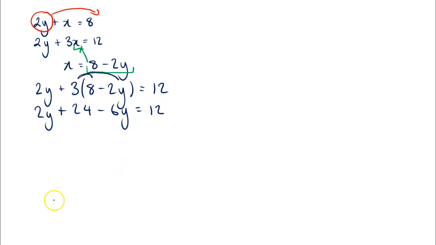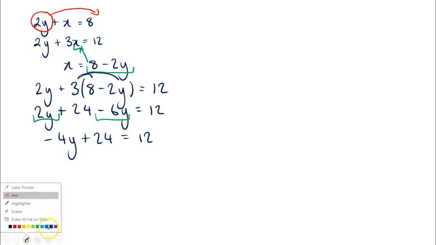Now you might notice in this equation now I have two terms that both have y in them. So we have 2y here, and I have minus 6y here. And so what I can do is collect those two things together. 2y subtract 6y is going to be negative 4y. Plus 24, that's still there, is equal to 12.